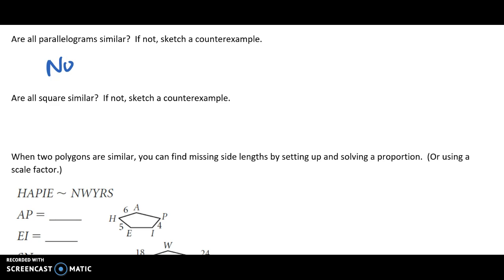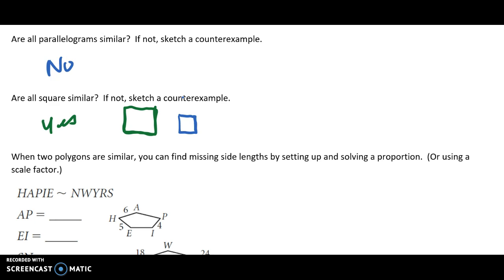Are all squares similar? The answer here is yes. And again, the reason why with squares, we know because squares are regular polygons, all their sides and angles are congruent. So we obviously are going to have the angle condition met, right? All of the corresponding angles will always be 90 degrees.